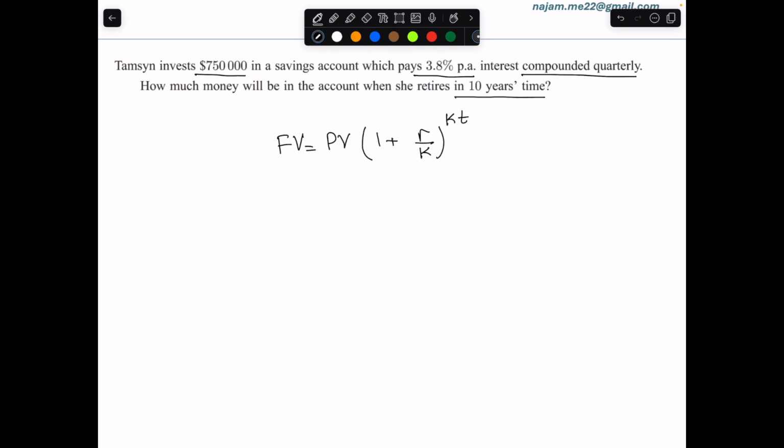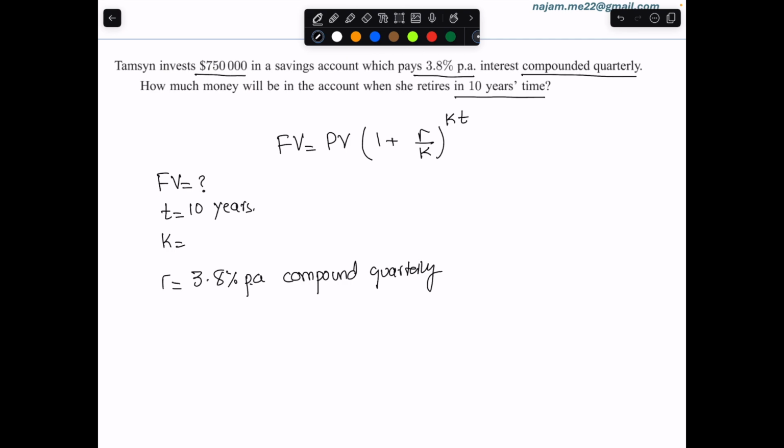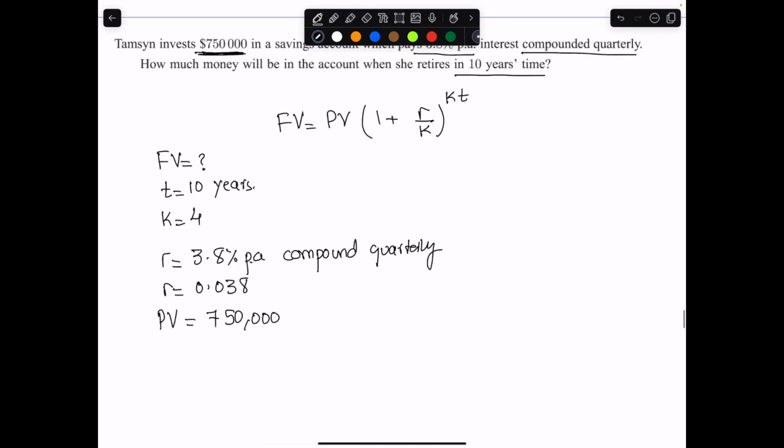Now let's see what values are given for me. Now this is straightforward, that we need to find the future value after 10 years. So my time is again 10 years. Now what is the value of my K? That depends on my R. R is 3.8% per annum, compounded quarterly. Now we know that there are 4 quarters in a year, so we'll have K equals 4. Now my R can be calculated as 0.038 in decimals, and my present value, as it says here, is 750,000. Now all I need to do is plug in these values and find the future value.